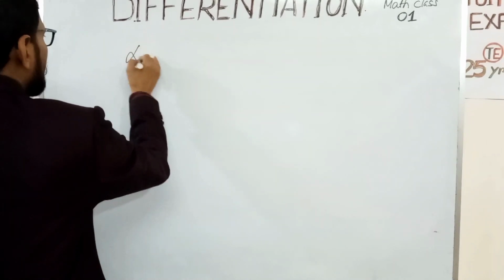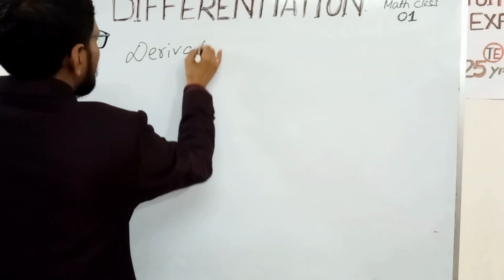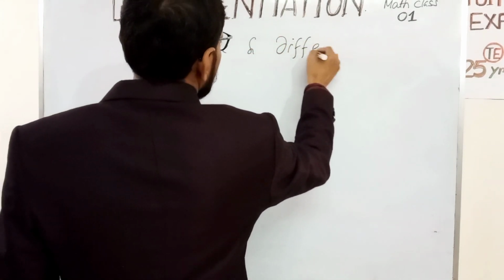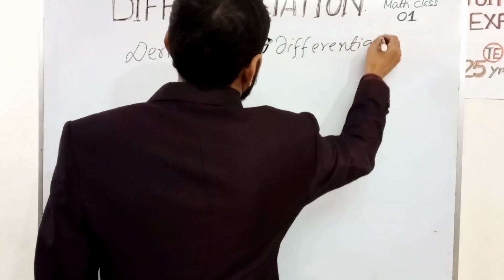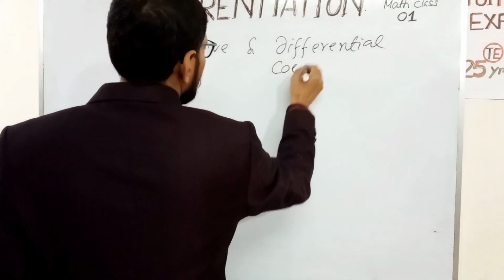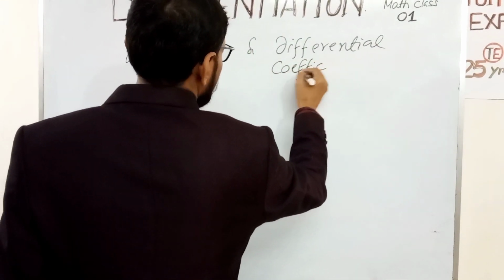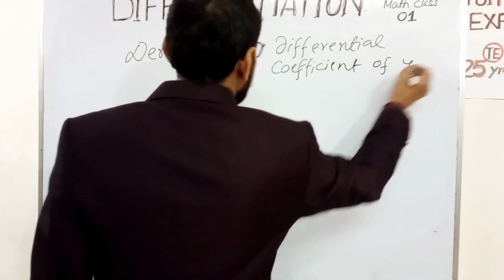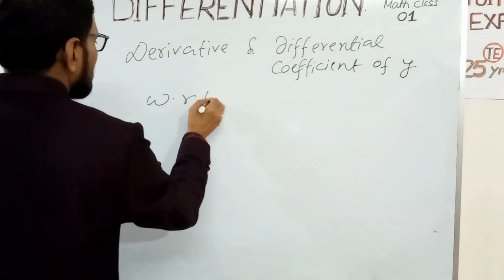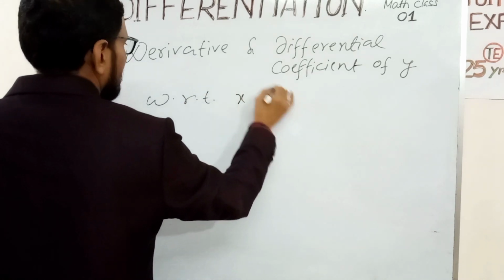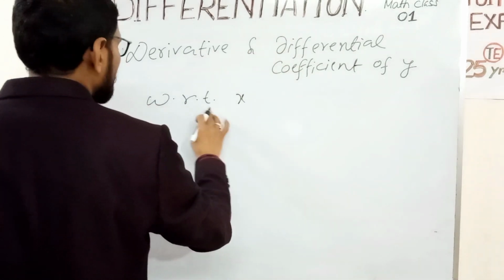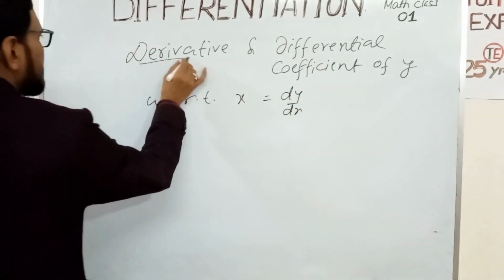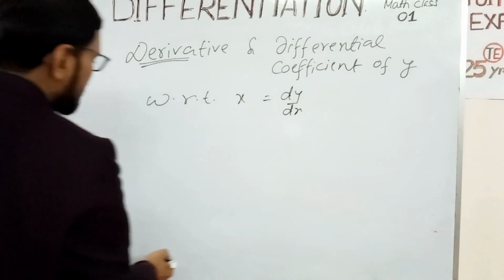So the derivative and differential coefficient of y with respect to x is called dy by dx. The meanings are the same: derivative and differential coefficient mean the same thing.